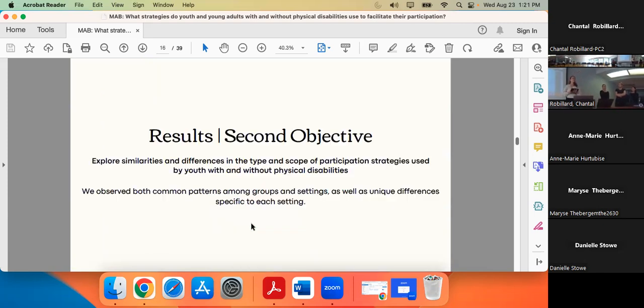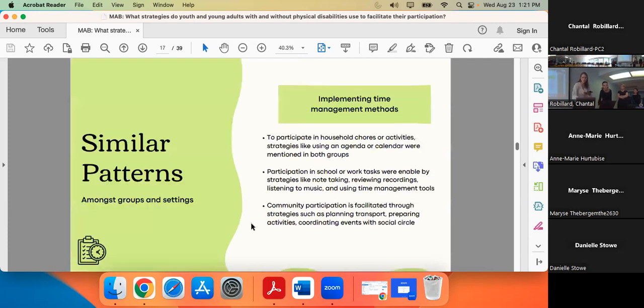So here we identified the patterns of the strategies used for youth with and without disabilities. But now we want to explore similarities and differences between the two. So there are patterns of similarities and differences, and I'm gonna walk you through them, the ones that were observable. So in terms of similarities, we noticed that both groups, regardless of the setting, talked a lot about implementing time management methods. So to facilitate their participation in a certain activity, they would use an agenda, a calendar. Also to participate in school or work tasks, they would use note-taking, reviewing, recording, so that is more study strategies and also implementing time management methods throughout them.